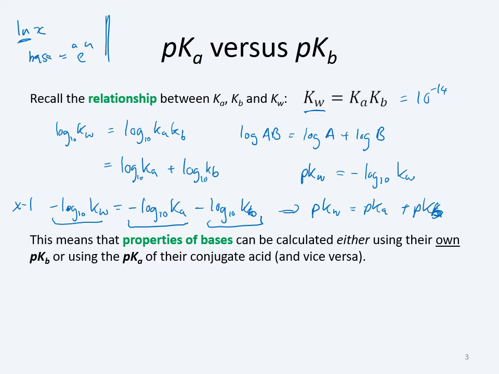Key point is, again, as before with the equation for Ka and Kb, we can also say that if we know the pKa, we can calculate the pKb of the conjugate base, or vice versa. If you know the pKb of a base, you can calculate the pKa of the conjugate acid.